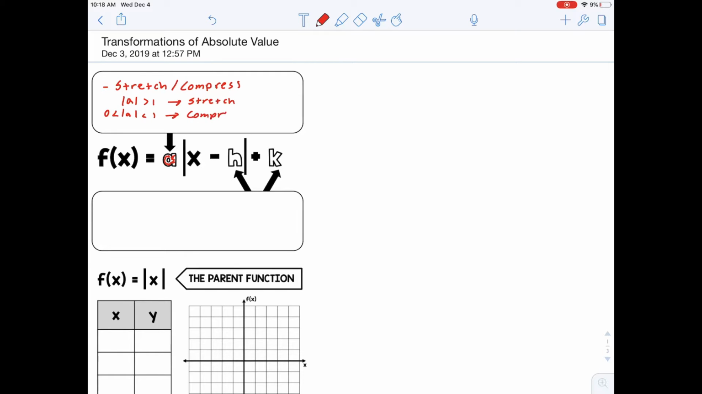And then the other thing that it does is if that a value is negative, then it will make it reflect across the x-axis. So that is what the a value will do.